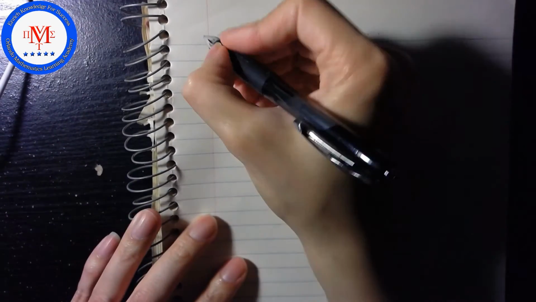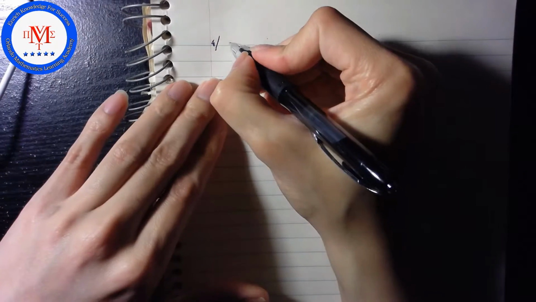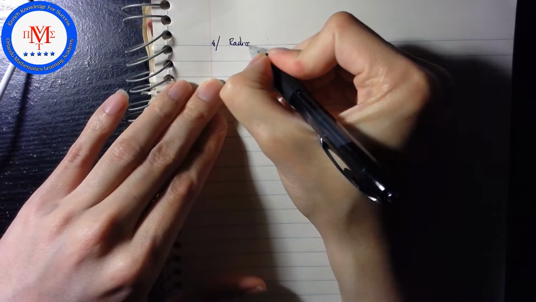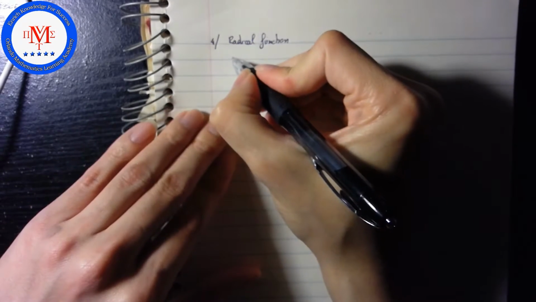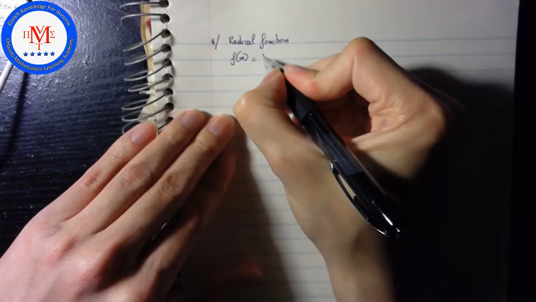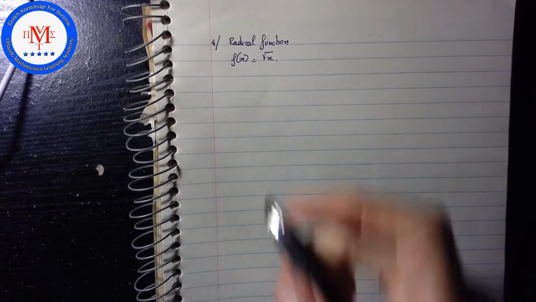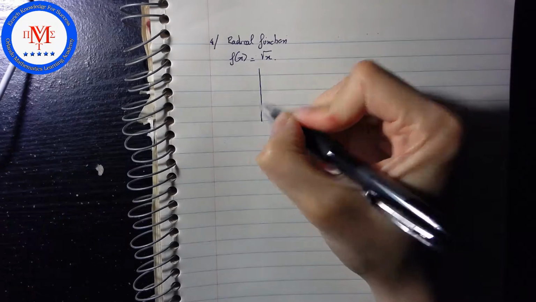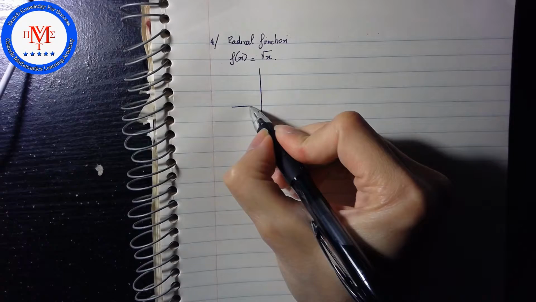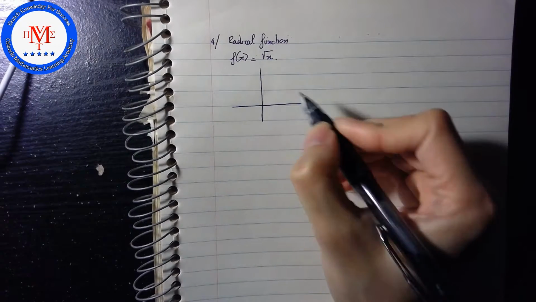Next we have the radical function. f(x) equals square root of x. And if we graph it by using a table, I will obtain the graph like this.